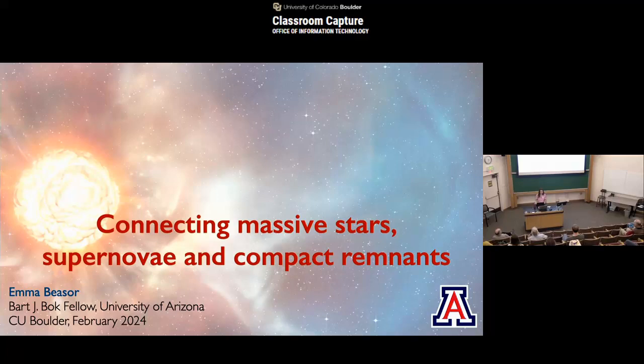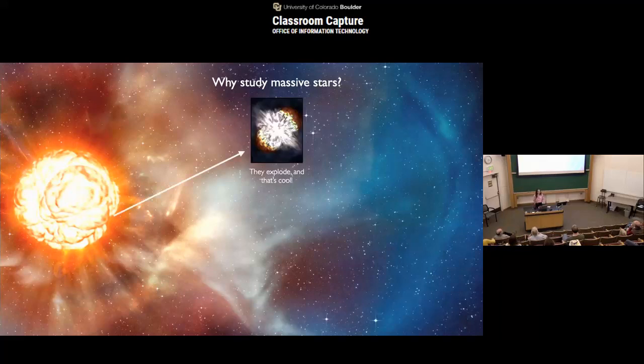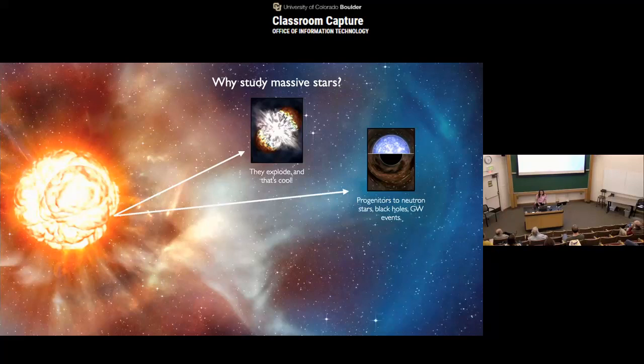I'm going to be talking today about how to connect massive stars to their supernovae and their compact remnants. And Erica already did this for me, explaining why massive stars are important, but I'm going to make sure you really know. First of all, they end their lives with an explosion, which is super cool. Beyond that, they are the direct progenitors to neutron stars and black holes, everything that is producing the gravitational wave signals that are detected by LIGO, Virgo, KAGRA.